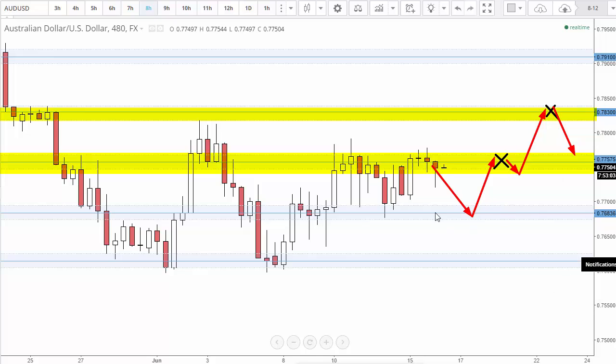As for support, I've got the 0.7680 here. This is a pretty decent support area.